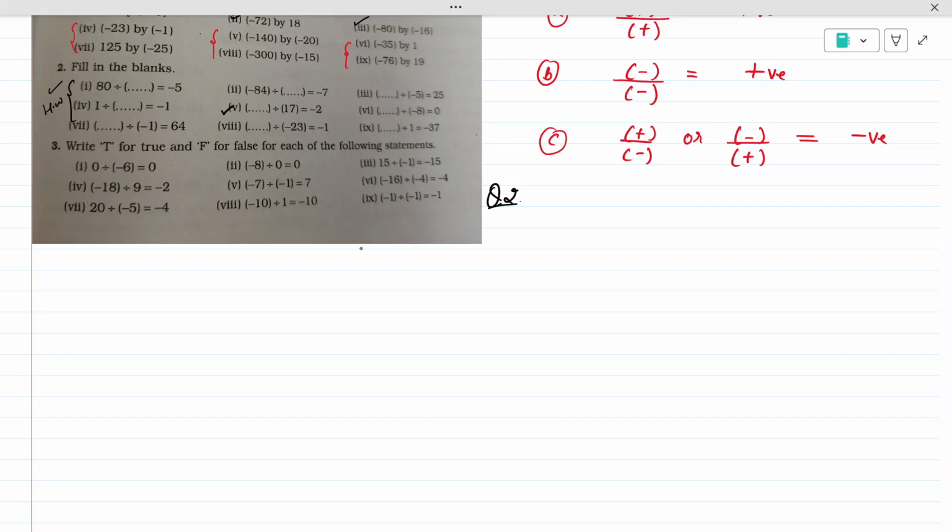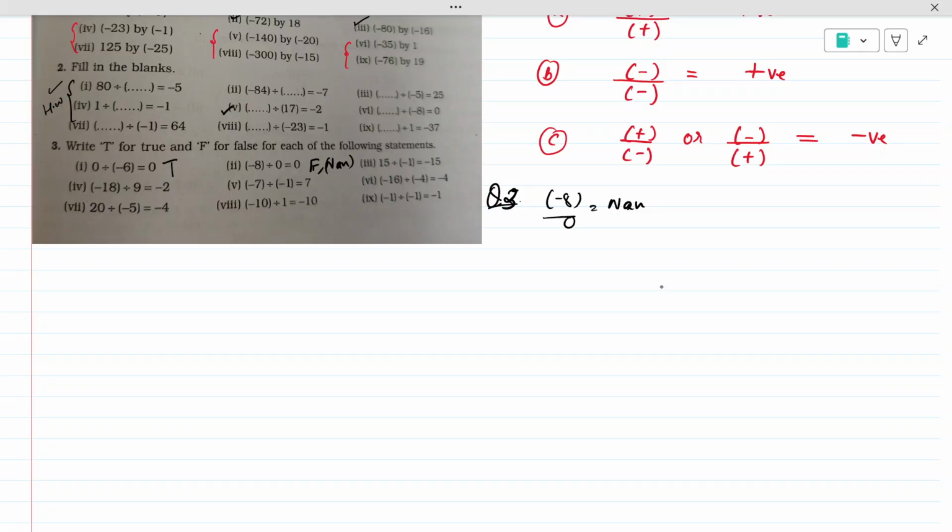Now coming to question number 3, where we have true false. Okay, so now in true false, first is 0 divided by minus 6 is 0, which is true. If we divide 0 with any number, we'll get 0. Minus 8 divided by 0 is 0, although it is not known. So we always write this as not known. Okay, 0 in denominator is always not a number. We write it as not a number. So I'm not writing this as true. I'm writing this as false only. False, and the answer will be not a number. N means not a number.